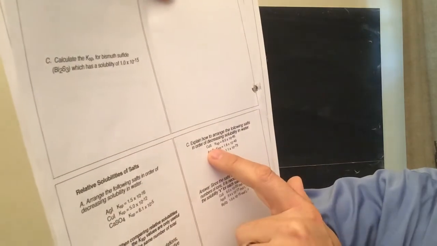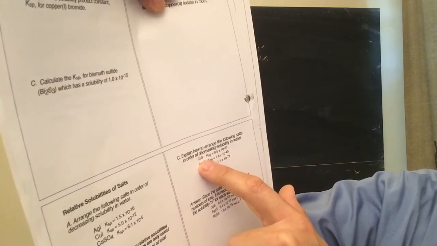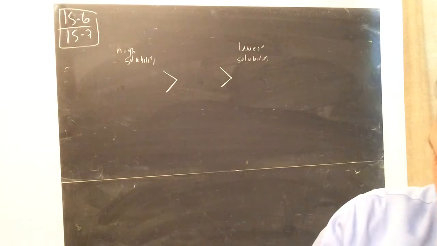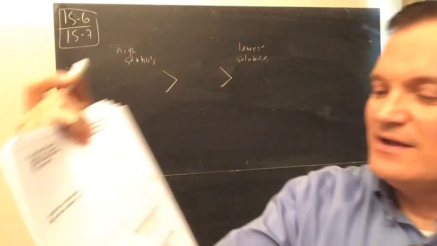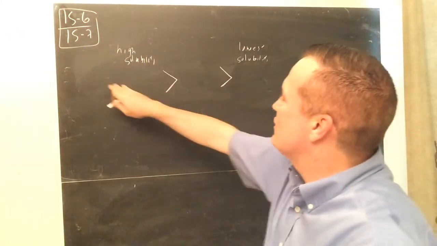Copper, CuS, copper has 1 copper and 1 sulfur ion. Oh, I'm sorry. I'm doing the wrong problem. I can't believe this. Copper is not the one. Letter A, arrange the following in order of decreasing solubility. I read it right. That shows from high to low.